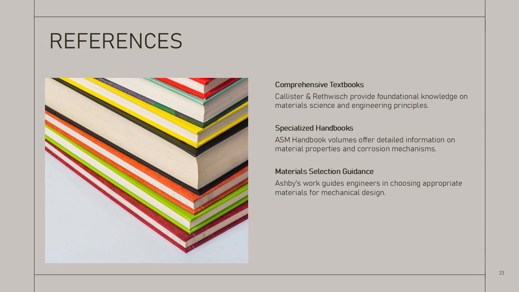Recommended references include Callister and Rethwisch, Materials Science and Engineering: An Introduction; Shackelford, Introduction to Materials Science for Engineers; ASM Handbook volumes on Properties and Corrosion; and Ashby, Materials Selection in Mechanical Design. These sources provide comprehensive data, methodologies, and case studies for deeper understanding.